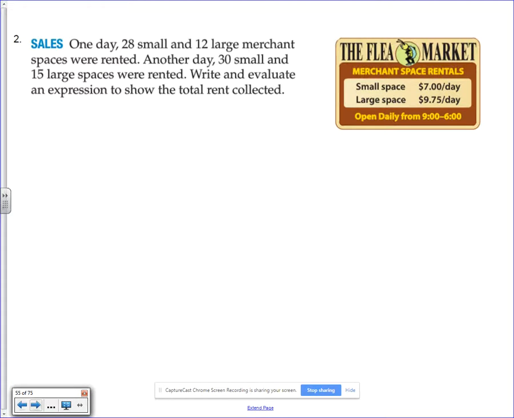So, the first thing I need is the expression. What would you do here to find the total rent collected? Anything, Savannah? Say that again. Yep, we're going to write an expression. What would you write? Large? Okay, so what? But we know how much they cost, don't we? Okay, what are you going to write for how much they cost?